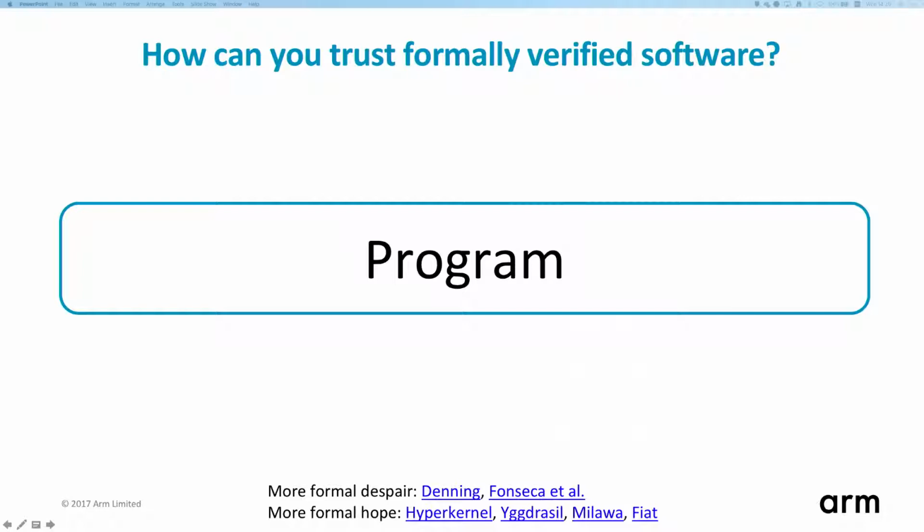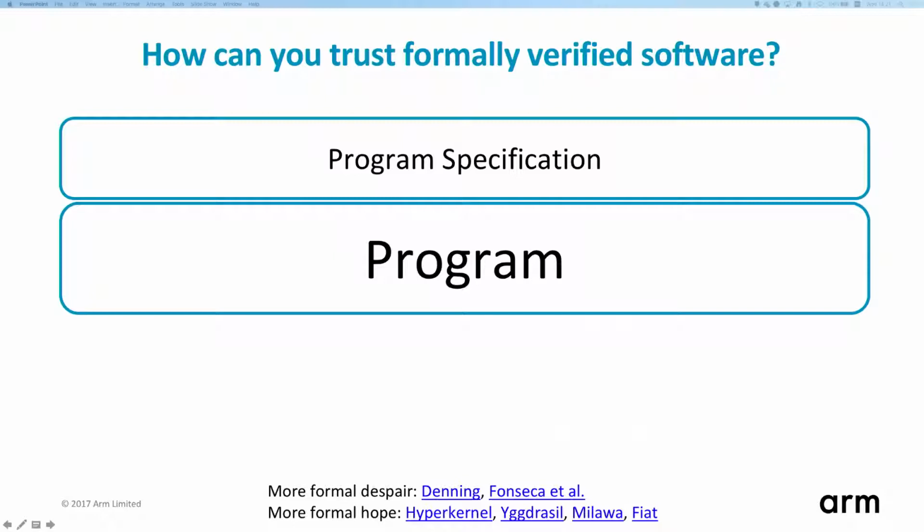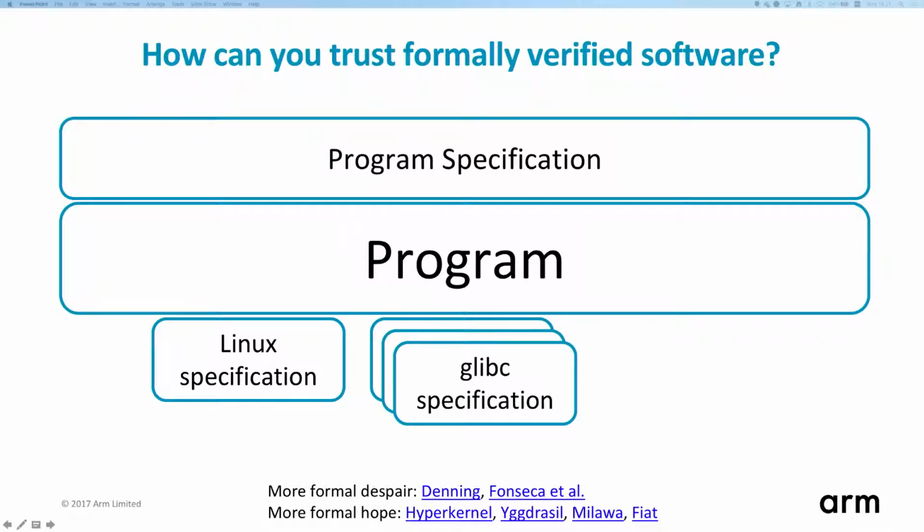How can you trust formally verified software? So what I'm talking about here is verifying a program against some specification. But of course, programs don't just run in a vacuum. They run on top of some operating system, they use some libraries, and they're also written in some programming language. And so when you verify your program against your specification, you're also verifying them against the specifications of Linux, glibc, and ISO-C, none of which have good specifications. In fact, they're just terrible specifications which bear little resemblance to what compilers and operating systems actually do in practice.